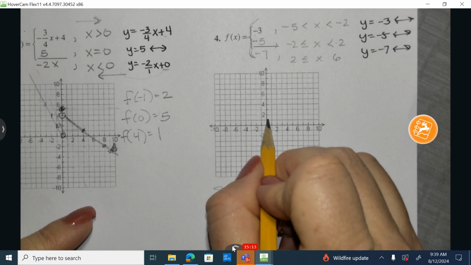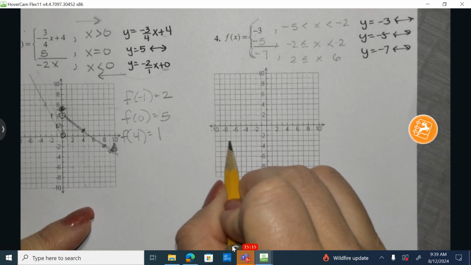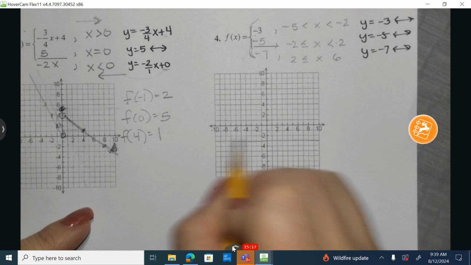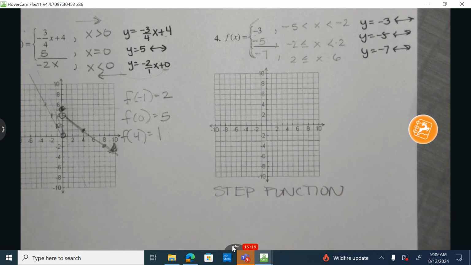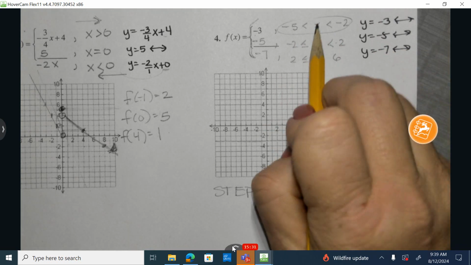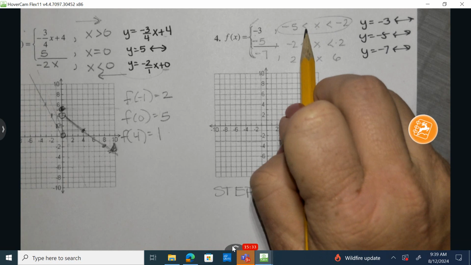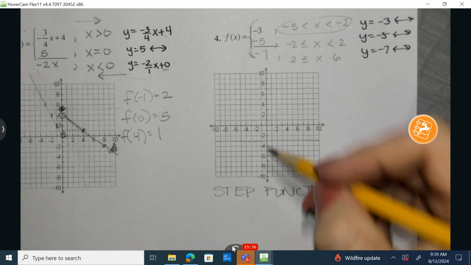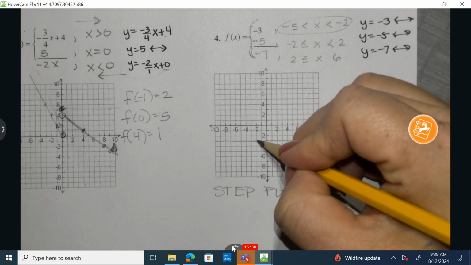Can everybody go to -3 and very lightly darken in the line y equals -3. Now there's a constraint here. It says only graph the line y equals -3, or this piece of the function y equals -3, only graph that where x values are greater than -5 but less than -2. So find -2, go straight down.